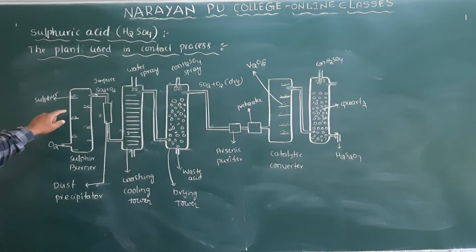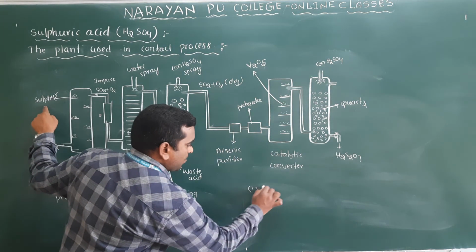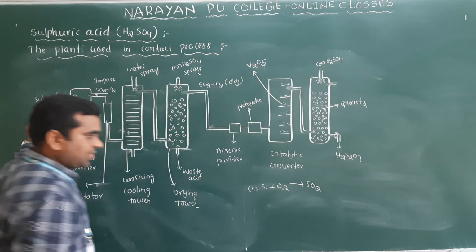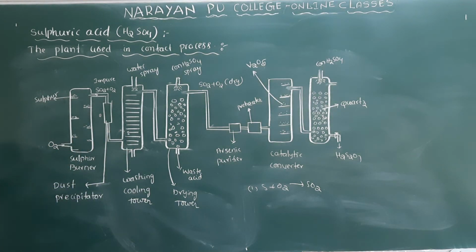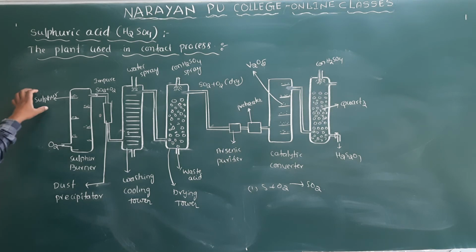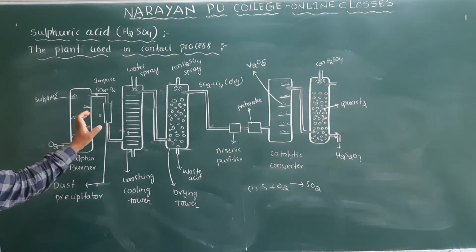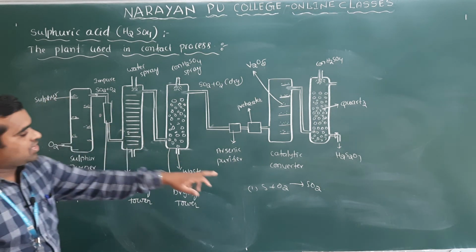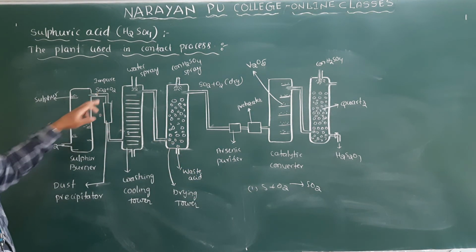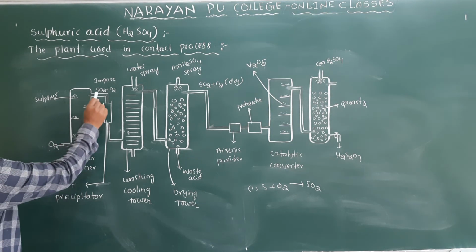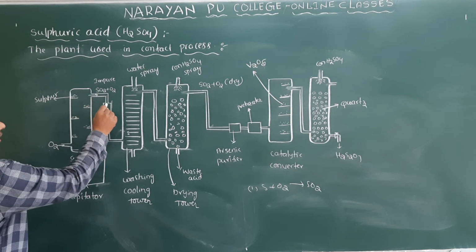Then what will happen in the first step? In the first step, sulfur plus oxygen, you will get sulfur dioxide. We will pass excess oxygen here, because the sulfur has to be consumed totally. That's why sulfur is converted into sulfur dioxide. Sulfur dioxide will be formed, and some excess oxygen, both will come in here.